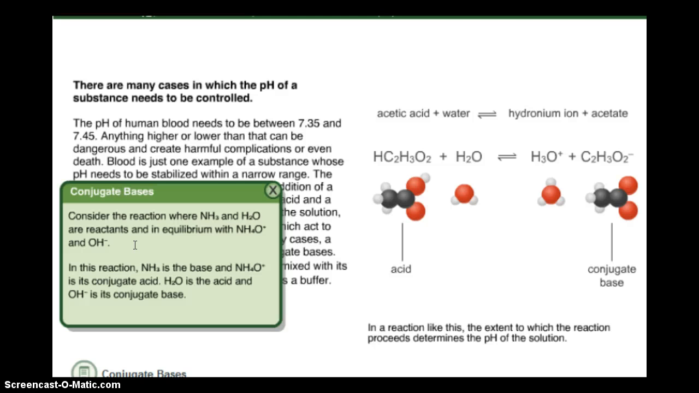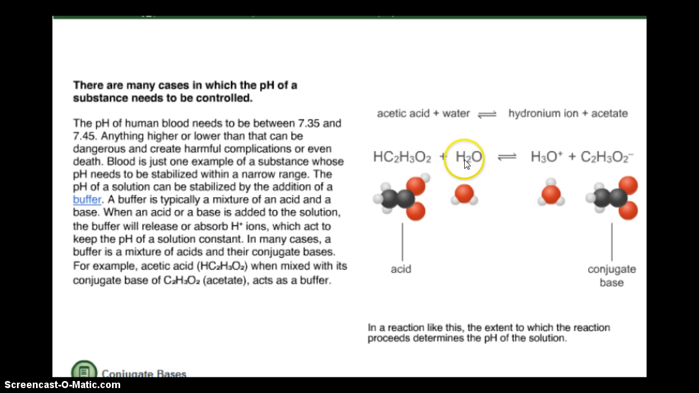NH4+ and OH-. Okay, so on the left-hand side of the equation, we have this. On the right-hand side of the equation, we have that, and they can go back and forth. In this reaction, NH3 is the base, and NH4+ is its conjugate acid. So we had a base, it turned into its conjugate acid. Water is technically the acid, and OH- is its conjugate base, because the water turned into OH-.